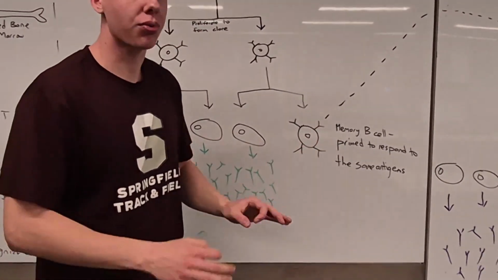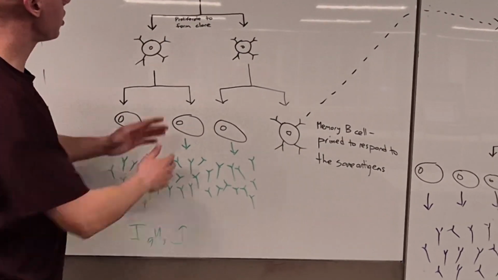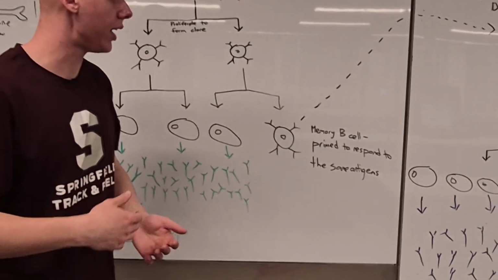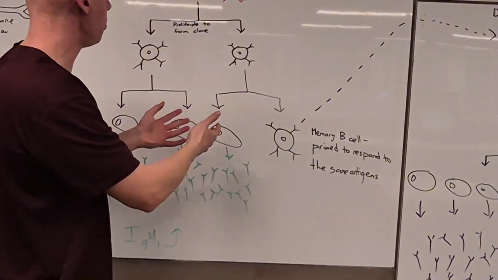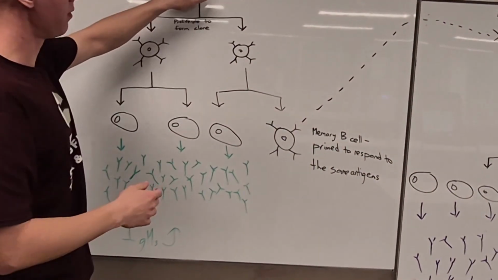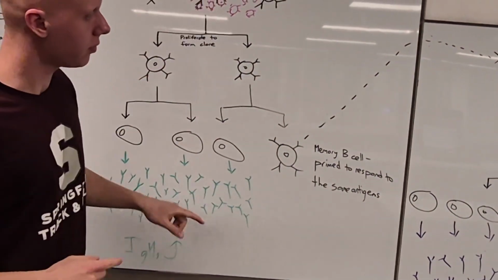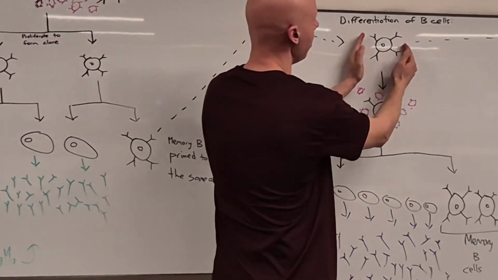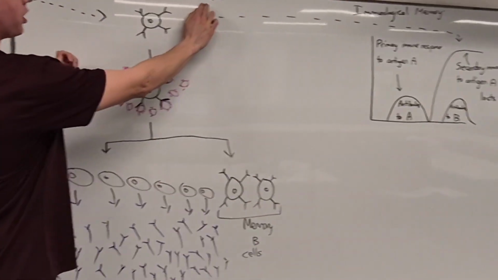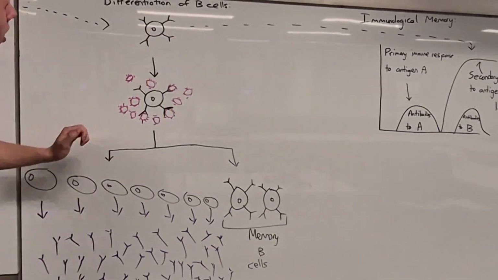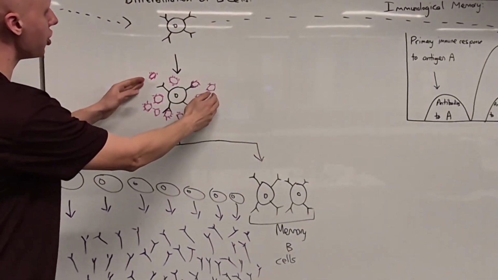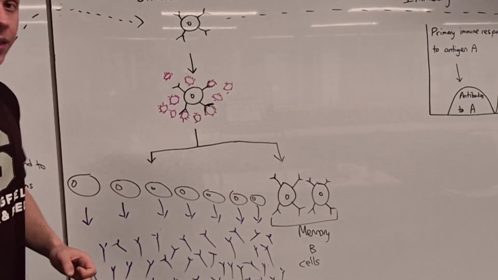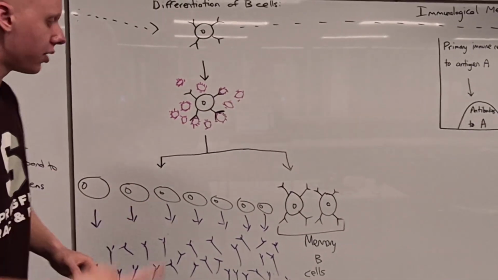And this memory cell is primed. It's ready to go. It doesn't need to go through all of this again because it's ready to attack antigens because it already knows the pathway of how to do it thanks to the first primary response. Going on over here, so this is the memory B cell. We're just taking it over here. And this is known as the differentiation of B cells. So now once the same antigen binds to a memory B cell, it already knows how to respond. This is the secondary response.